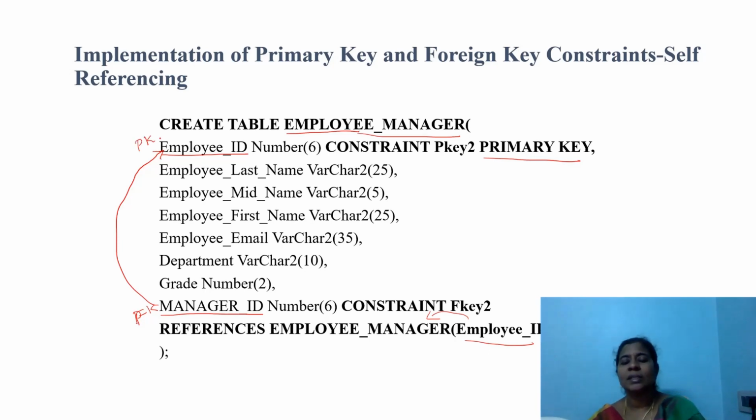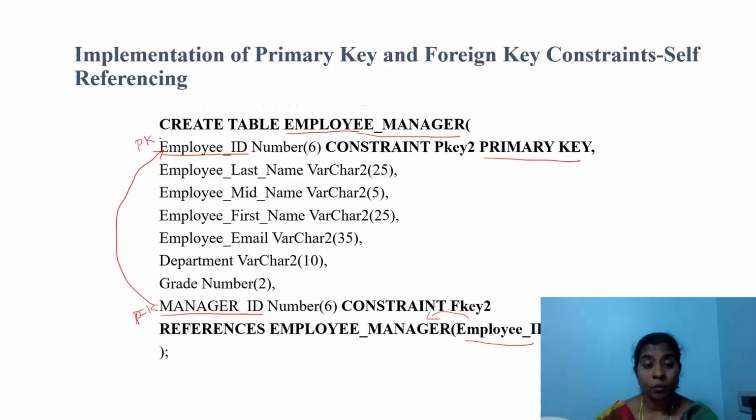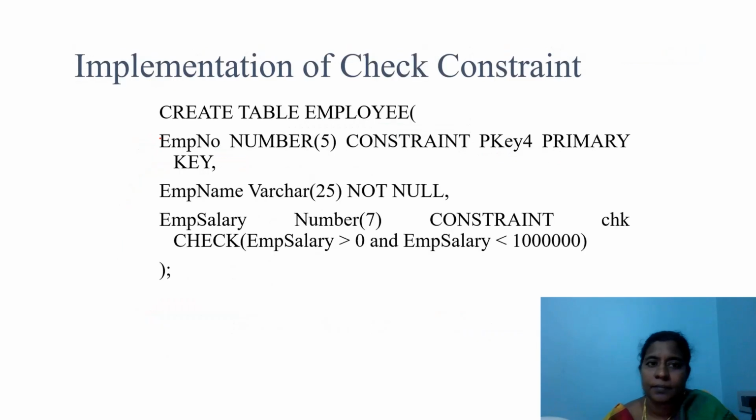So always remember that a particular attribute can refer to another attribute in the same table itself. In that case, we call it a self-referential integrity constraint. One more thing you should remember: when a particular variable is referring to another variable, the data type and the size of both the variables should be the same.